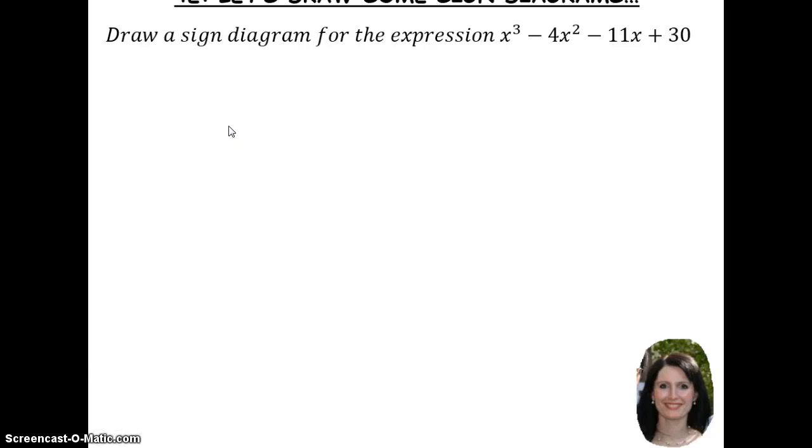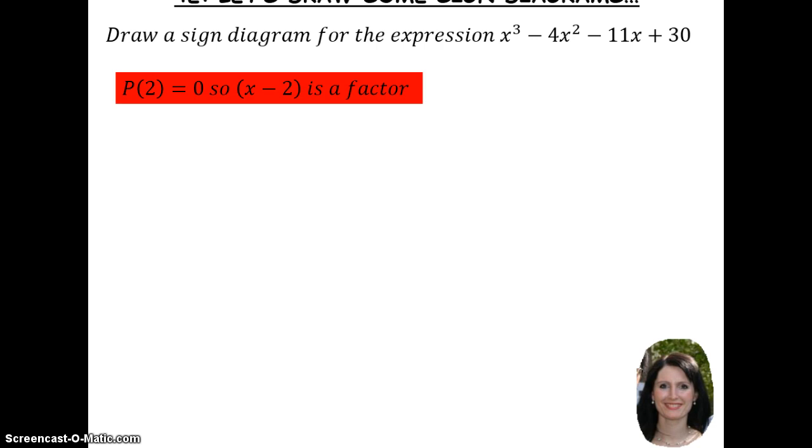Today we're going to look at exercise 4E, and it's about cubic functions and drawing sign diagrams. So the first thing they're asking us to do is to draw a sign diagram for the expression x cubed minus 4x squared minus 11x plus 30. First of all, we want to find one factor so that we can do the long division with the polynomials. So I've substituted in p of 2, so where x is, I put 2.